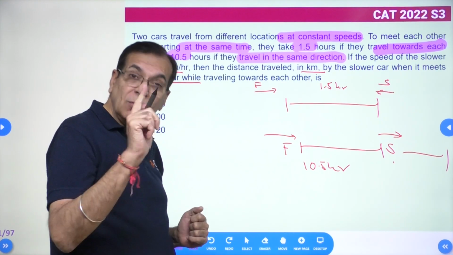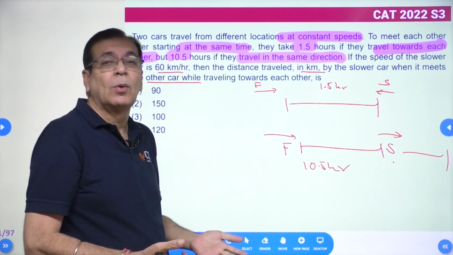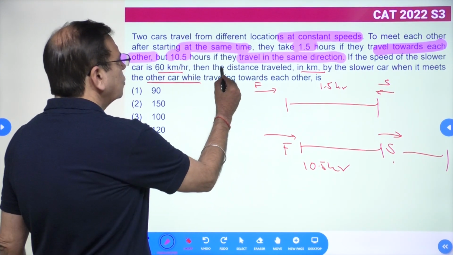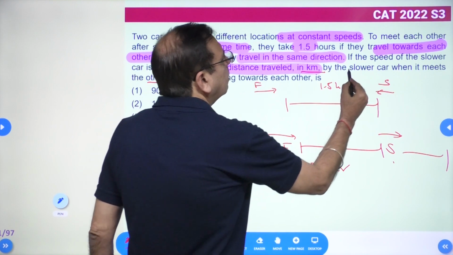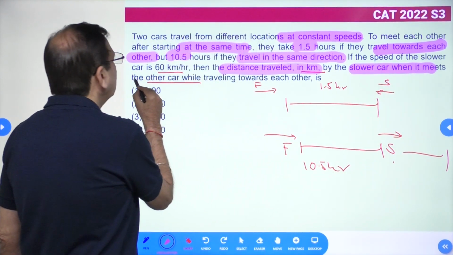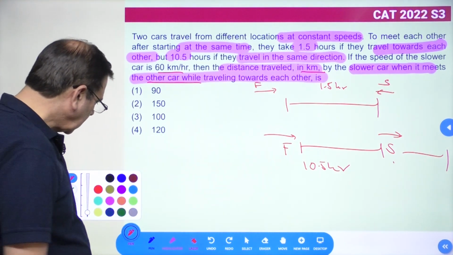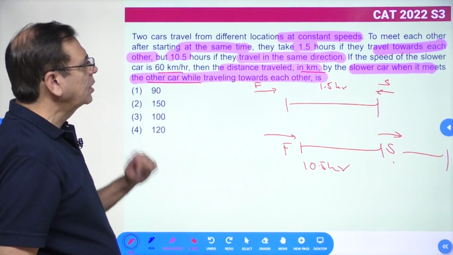This is why I have a problem. Most people don't focus on what the question is asking. The question is saying: distance traveled in kilometers by the slower car when it meets the other car when traveling towards each other. So what will be the distance traveled?